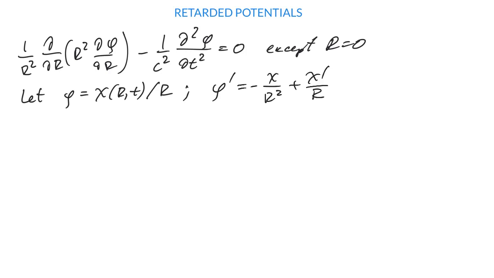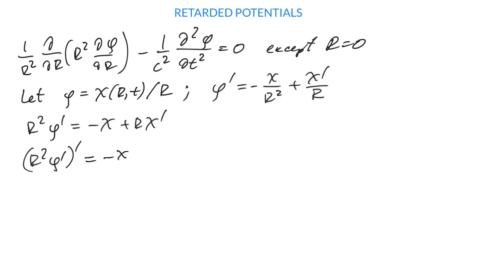The r squared dφ/dr that sits in the brackets is then r squared φ prime equals minus χ plus r χ prime. And the derivative of this with respect to r, that's the thing that sits on the left in this equation, then becomes minus χ prime plus r χ double prime. χ prime cancels, so that becomes r χ double prime.